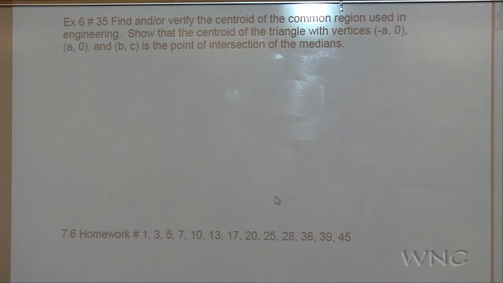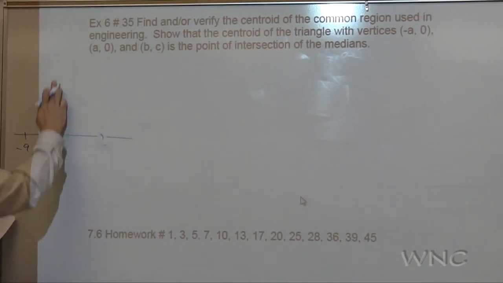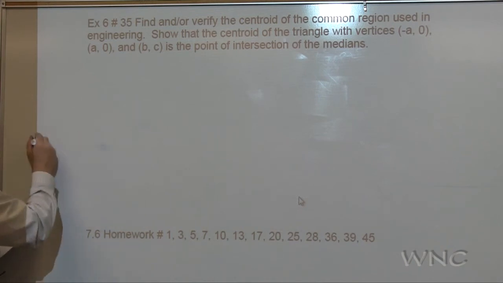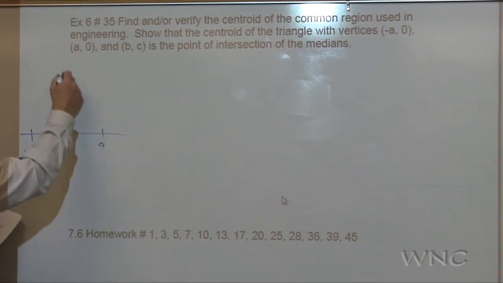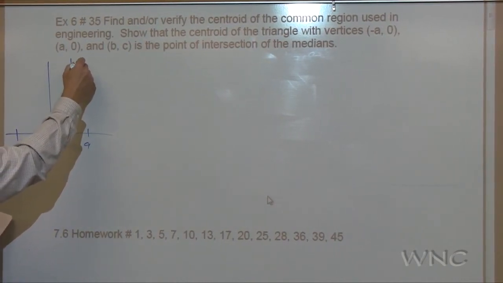Okay, this is from the book number 35. Find and or verify the centroid of the common region used in engineering. Show that the centroid of the triangle with the vertices negative A, 0, A, 0, and B, C is the point of intersection of the medians. Okay, let's draw a picture of this. So, excuse me, negative A, yeah, shouldn't do that far away. And some point out here, B comma C.